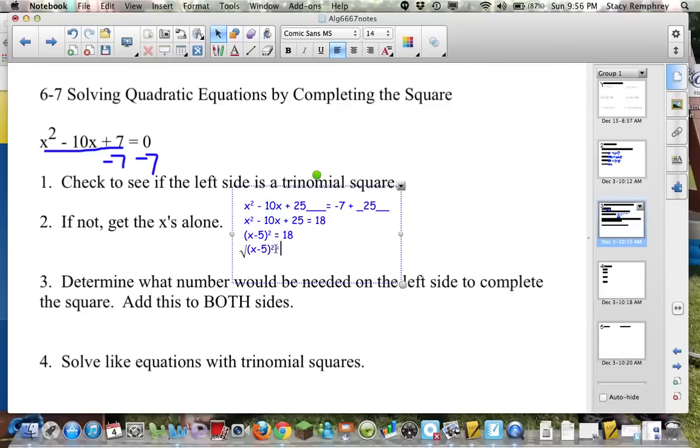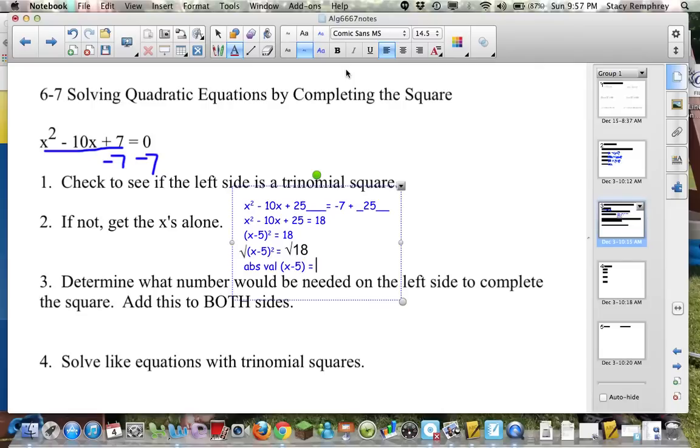Okay, and I'm doing all the steps kind of in one place right now. Equals that square root of 18. Move that down now. And I get the absolute value of x minus 5 equals the square root of 18, which you can use your calculator for that one. About 4.24. Okay.